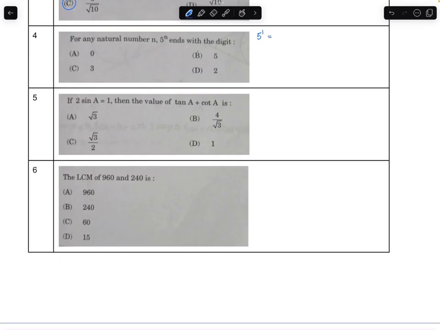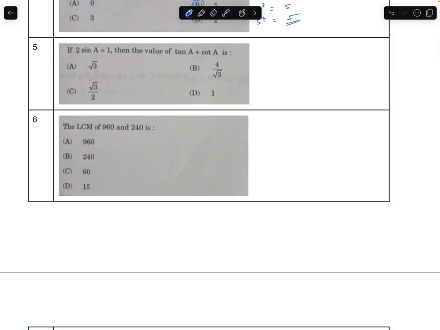5 power 1 ends with 5. 5 power 2, 5 into 5, 25, it ends with 5. 5 cube is 125, it again ends with 5. 5 power 4 is 625, again it ends with 5. So whatever number n takes, 5 power n will end with 5 only. So the answer is option B.